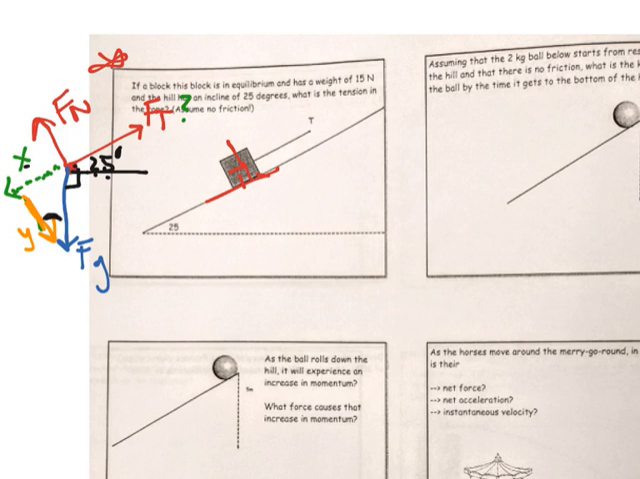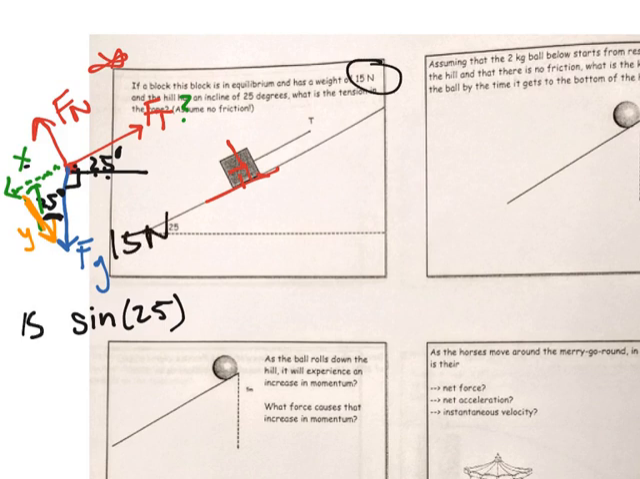So this angle right here is 25 degrees, and we want to know the x, which is the opposite. If we want the opposite, that would be sine of 25. And it's multiplied times our hypotenuse, which is gravity. The weight from our gravity is 15 newtons. So it'd be 15 times sine of 25, which gives us 6.3. There's not a lot of math to plug into your calculator, but you really got to know your angles for this.